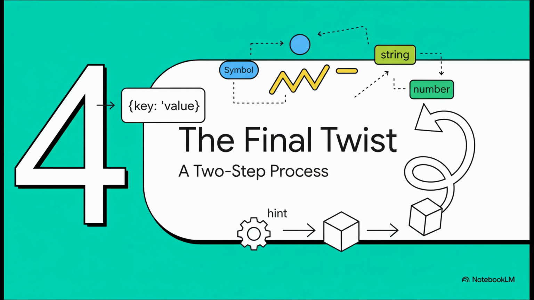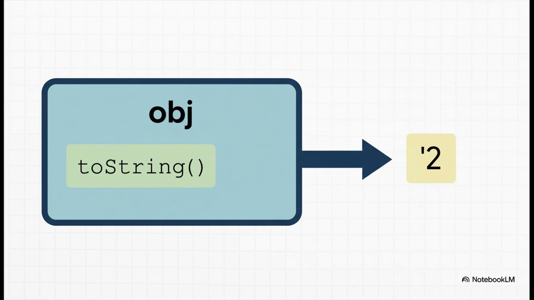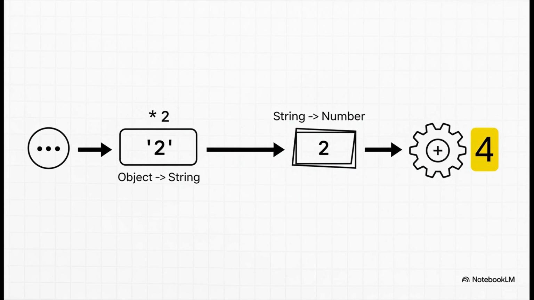Okay, so you might be thinking you've got the whole picture now, right? An object gets a hint, it converts to a primitive, and that's the end of the story. But there is one final and really crucial twist to all of this. To see this twist in action, we're going to use this super simple object. All we've done is define it so that its toString method will always, no matter what, return the primitive string 2. That's its only job.